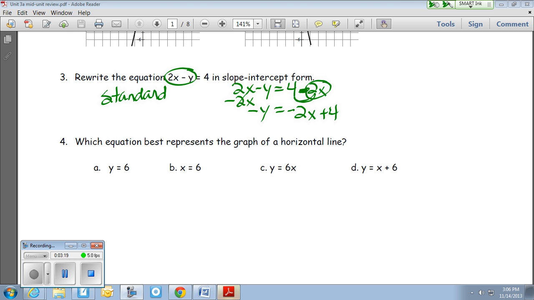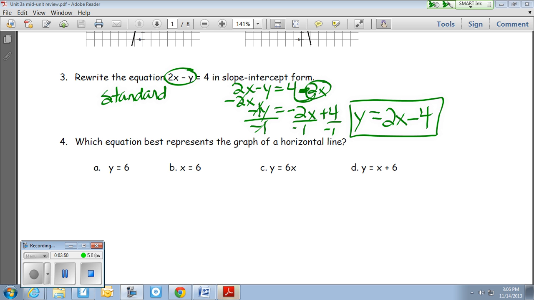But then I still have this negative variable, and I don't want that. So I can pretend that there is an invisible 1 there. It's just a given. And I can divide both sides by a negative 1. So those cancel. That leaves me with y equals a negative divided by a negative is positive. So positive 2x. And then a positive divided by a negative is negative. So minus 4. So that's my answer, isolating my y, which puts it in slope-intercept form.